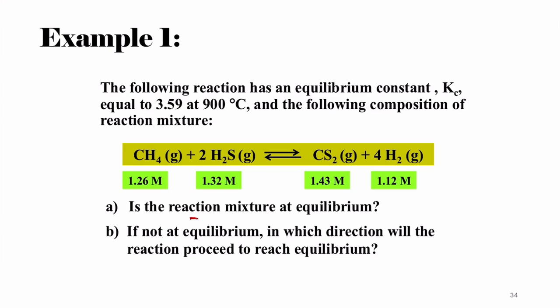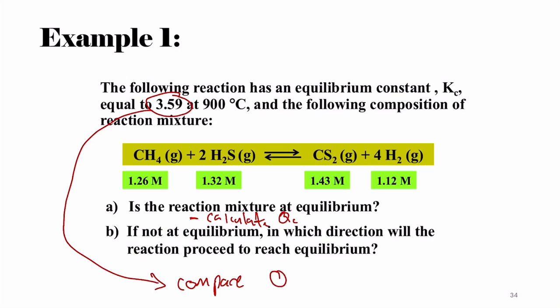Find the reaction quotient. Yeah, we need to find the reaction quotient, right? So we need to calculate QC. And then once we have the reaction quotient, the next question asks, if we're not at equilibrium, which direction will the reaction proceed? How do we determine which direction the reaction is going to proceed? Is it going to go this way or that way? Then we're going to compare it to the equilibrium value, right? So we're going to compare QC to KC. And once you compare those, that tells you how far am I from equilibrium, and in which way do I need to move to establish equilibrium again?